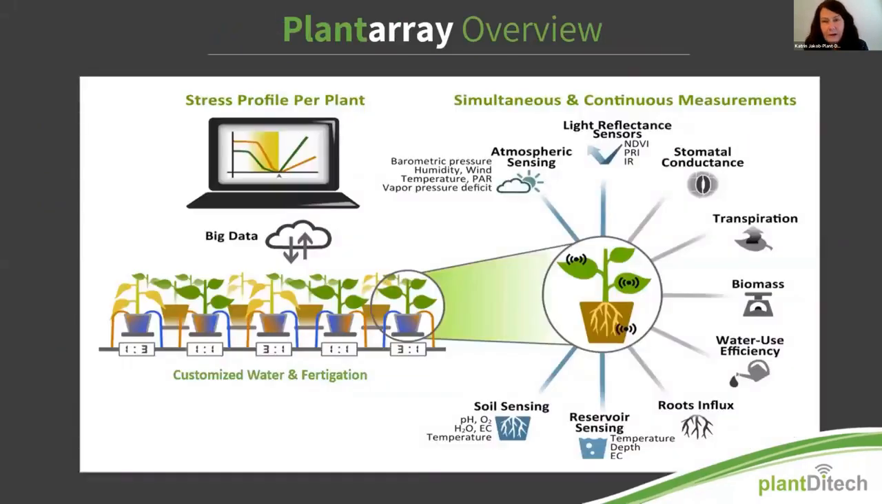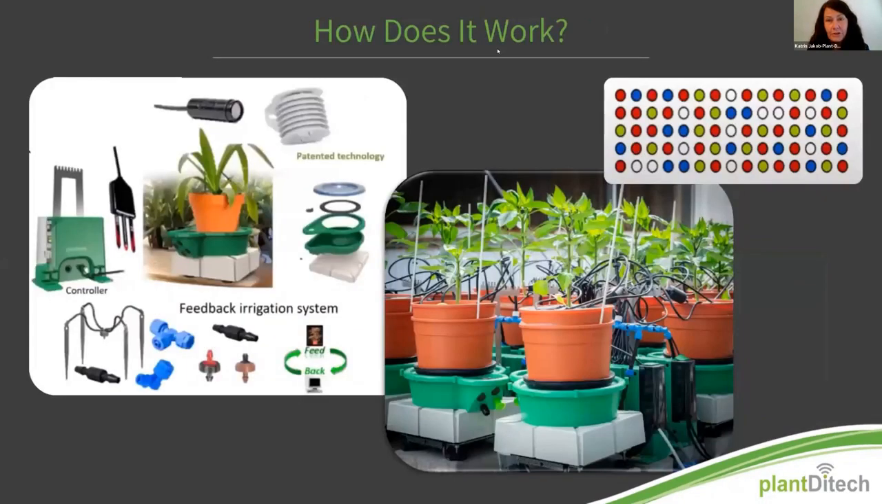So our Plantarray platform has set out to solve some of those challenges. As I mentioned earlier, part one is we can highly customize water and fertigation to each single pot. On the right side, you can see that we are able to capture the plant environment interaction. We measure the environment, we measure the soil, we measure the plant, and we are able to directly measure biomass. We measure plant transpiration, stomatal conductance, water use efficiency, and we also measure root activity, among other parameters.